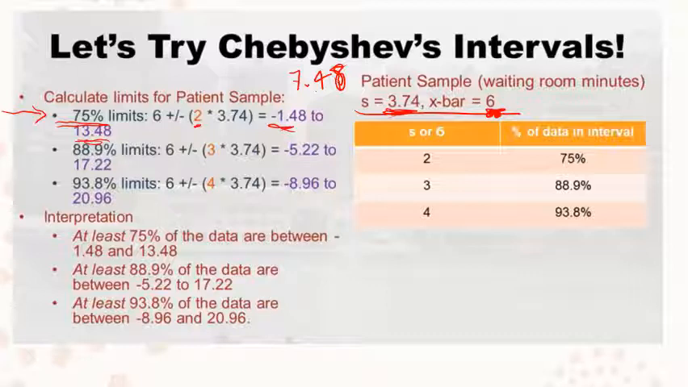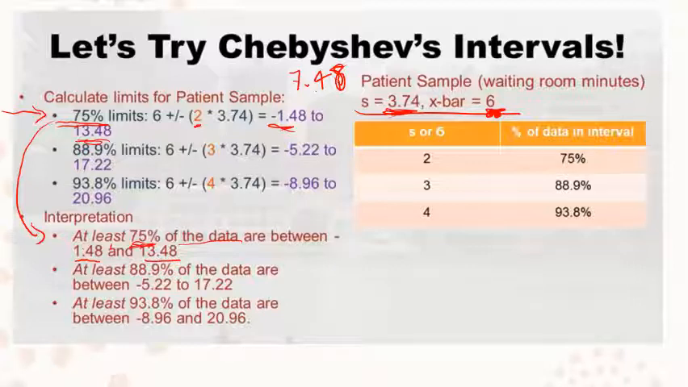So if we go into your interpretation of what that means, that would mean at least 75% of all of the data that we captured, when we were taking the time of everyone sitting in the waiting room, all those patients, at least 75% of those waiting room minute readings are going to fall between negative 1.48 and 13.48.